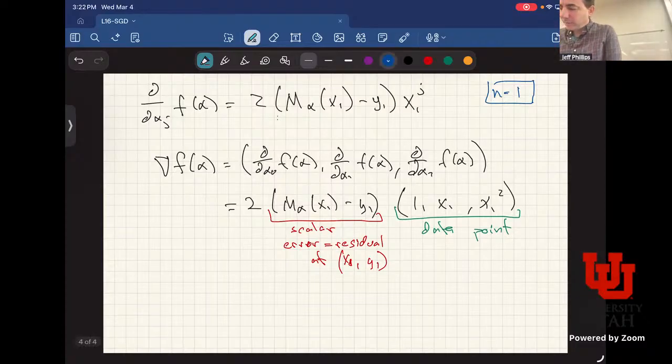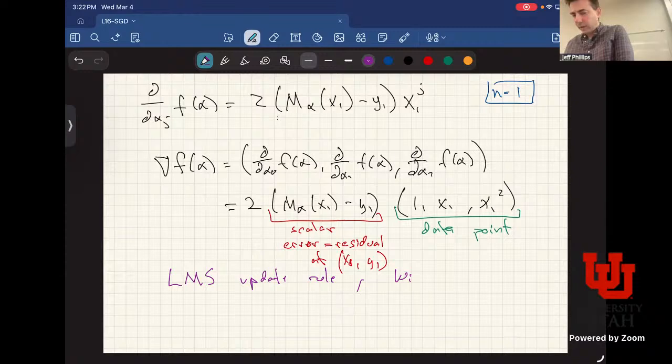Okay, this particular form is called the least mean squares update rule, and sometimes called the Widrow-Hoff update. Okay, so it has this nice form. So to calculate the gradient at any one point, any one data point, I just calculate the error at that data point, and multiply it times the vector of the data point.